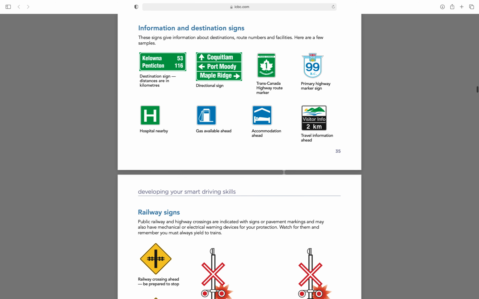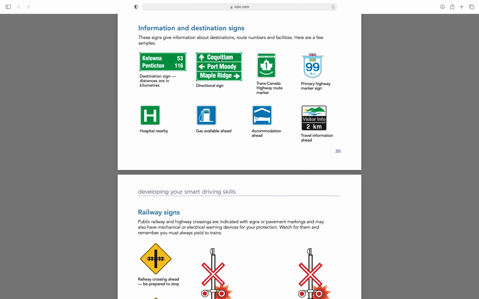Information and destination signs. These signs give more information about destinations, route numbers, and facilities. Here are a few examples. So again, if you're going to Kelowna, Abbotsford, anything like that, it tells you the distance in kilometers. And that can help you gauge your fuel as well as your timing and just your trip in general.